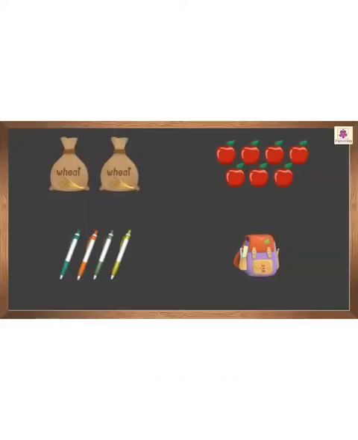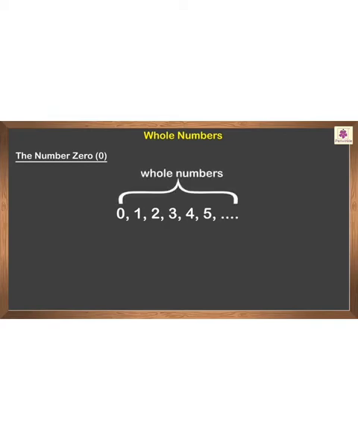In our daily life, we count various things for various purposes. We count things using counting numbers. The numbers 1, 2, 3, 4, 5, and so on are called counting numbers or natural numbers. The numbers 0, 1, 2, 3, 4, 5, and so on are called whole numbers.